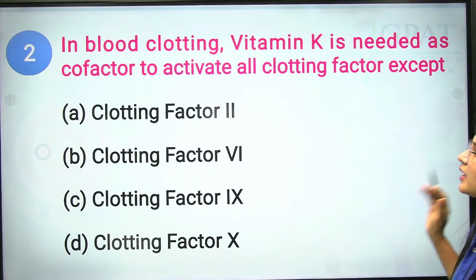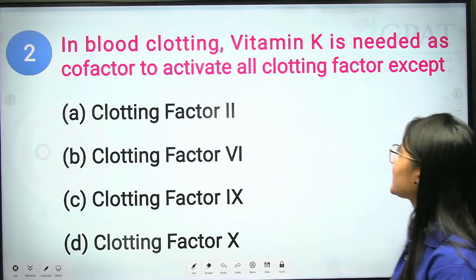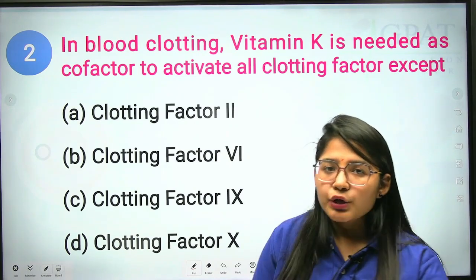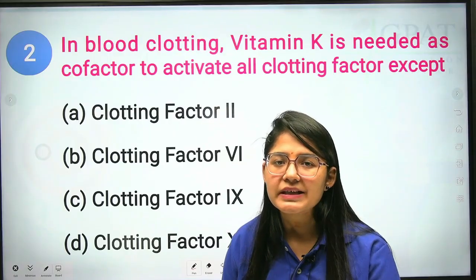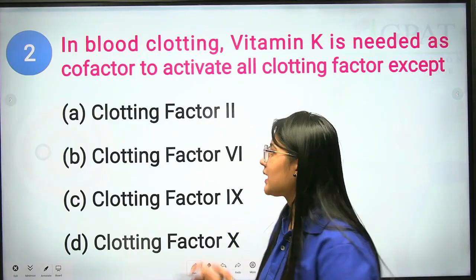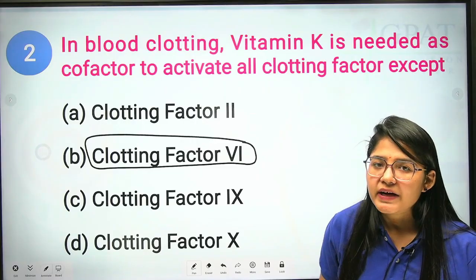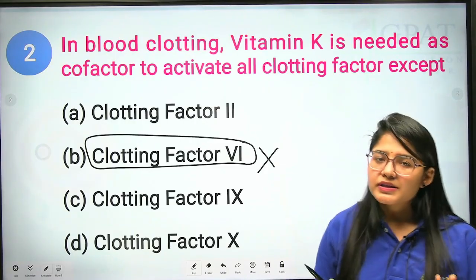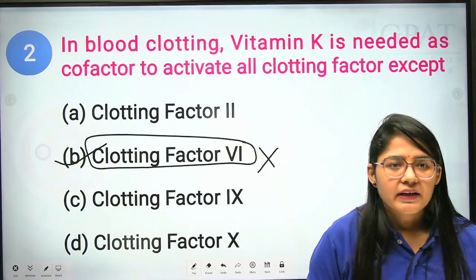Next question. In blood clotting, vitamin K is needed as a cofactor to activate all clotting factors except... Okay, there are a total of 12 clotting factors, but when we see the counting, we are missing a clotting factor known as 6. This clotting factor is absent in our chart. As you all know, this is the basic thing. So obviously the answer will be clotting factor 6.